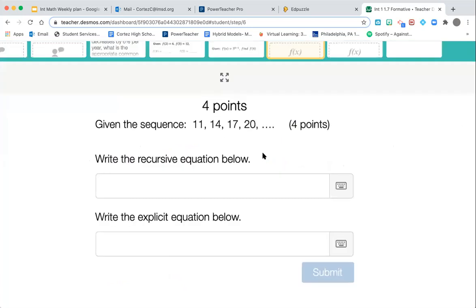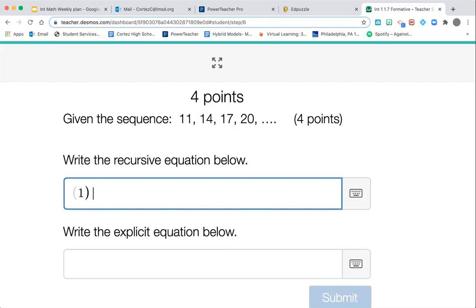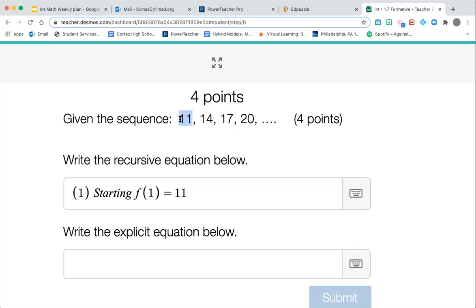Ooh, my favorite, recursive and explicit. Recursive, I'm going to list out our steps here. So recursive, I need to state 2 things. First thing is my starting point, which in this case would be f of 1 equals 11, because f of 1 is talking about this first term, and 11 is that outcome. So the first thing is the starting point.